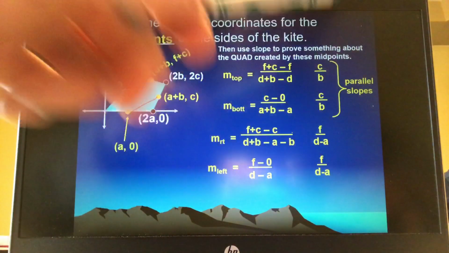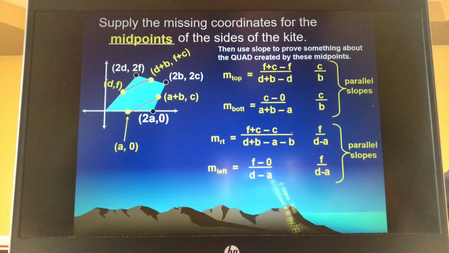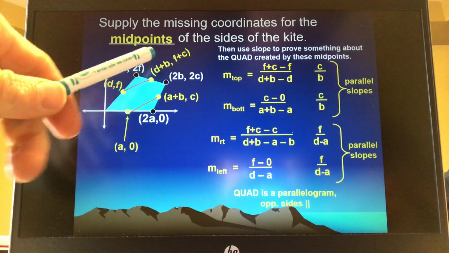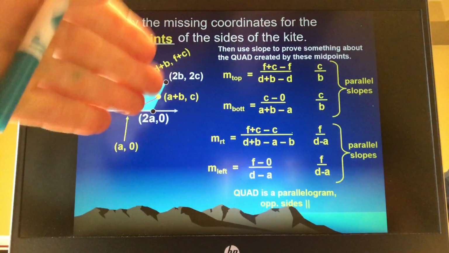So bingo, I've got another pair of slopes that are the same, which reveals that this thing is definitely a parallelogram. And this is true for every single kite in the world. If you have a kite and you connect the midpoints of the sides, you'll always get a parallelogram. That is always true. Don't try to argue with me. We just proved it. Nobody can argue with this.